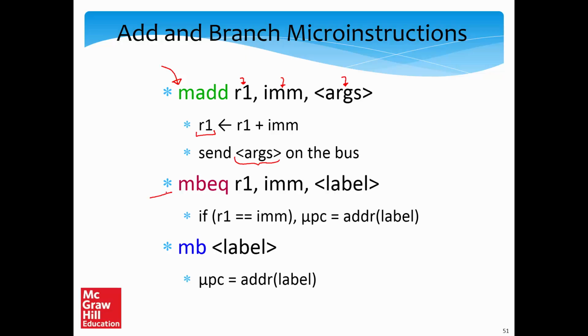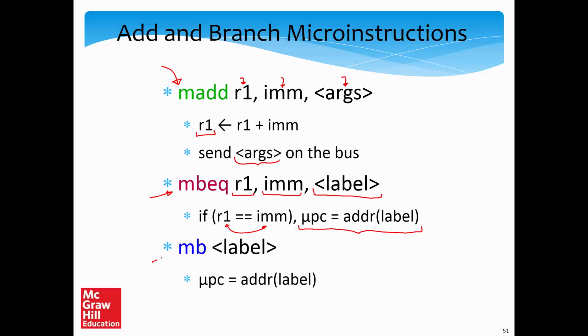Similarly, we have MBEQ, a micro branch if there is an equality. We specify a register, an immediate, and a micro label. If R1 is the same as the contents of the immediate, we set the micro PC in the micro program to the address of this label. This is an artifact of traditional assembly. It works in exactly the same way: we send a register and an immediate, we compare them, and if the comparison is successful, we do a branch.